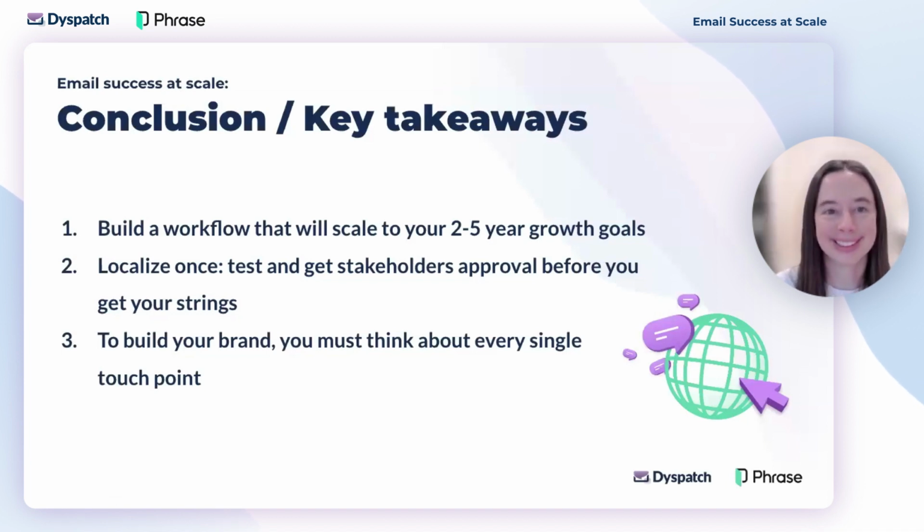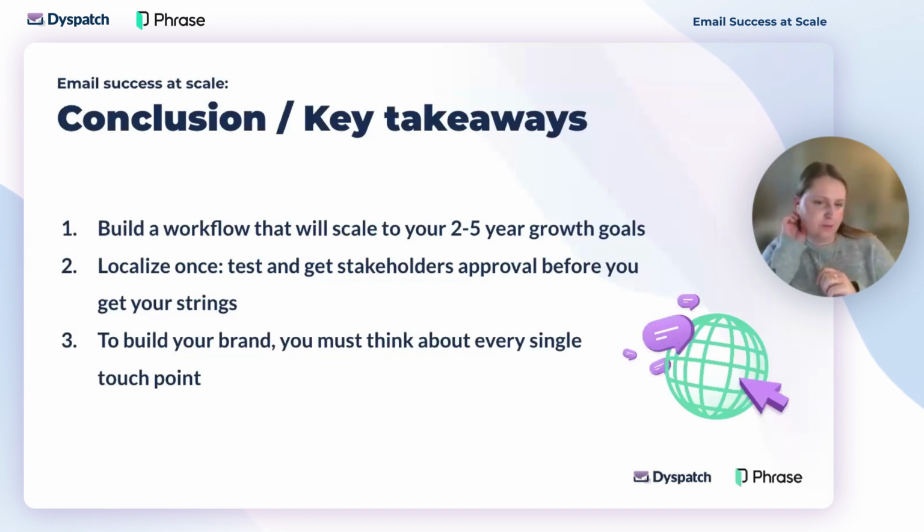Yeah, thanks. I think localizing once for emails, localization is of course a continuous process for everything else, but you only get to send that email once. So if you can just localize it that one time, have your process worked out so that we're aligned on your KPIs, you had that meeting between product and marketing, that the C-suite is on board with your global strategy. You did all of those things before you went and paid to get your email localized. Yeah, test and get your stakeholders' approval before you go get your strings is the message there.